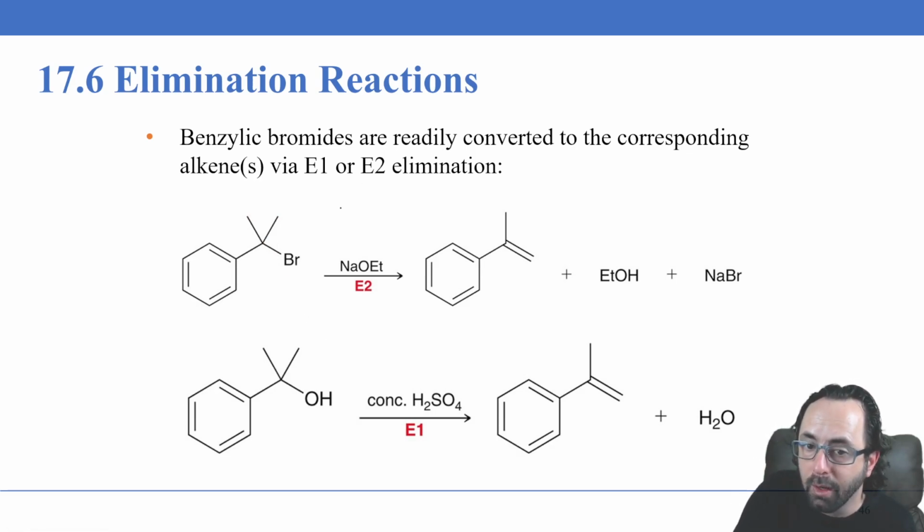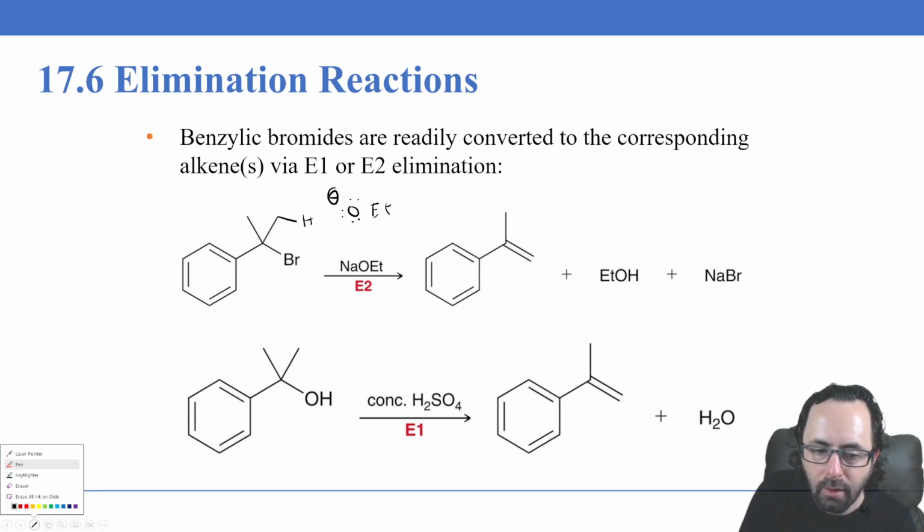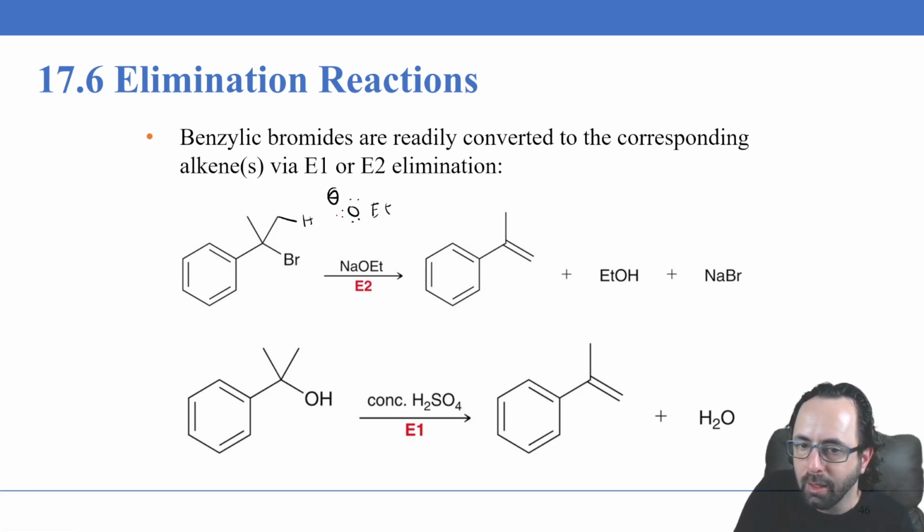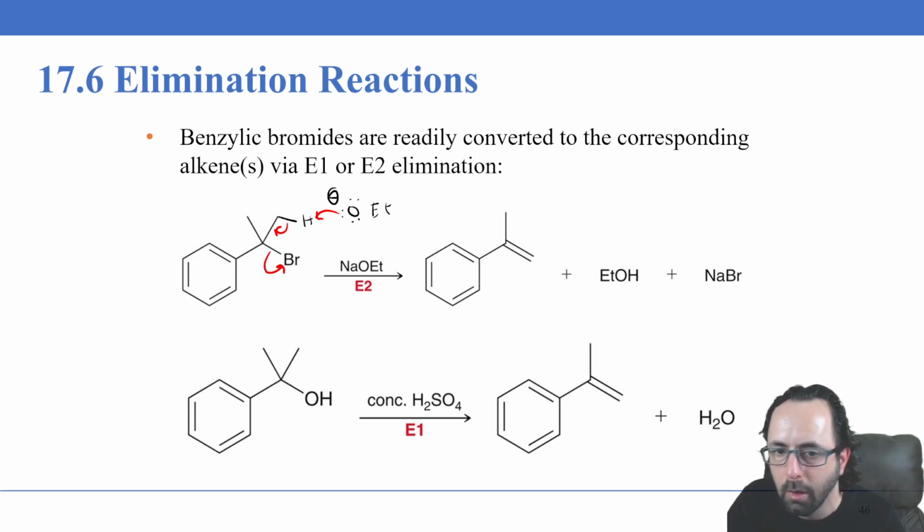And so if we wanted to look at the mechanism, again, very important to understand the way the mechanism works, so you don't have to just randomly memorize these things. The way the mechanism is going is that we're having a simultaneous proton transfer and simultaneous loss of the leaving group, ultimately leading to the pi bond. So that's the mechanism for that one. Super important that you understand that mechanism.